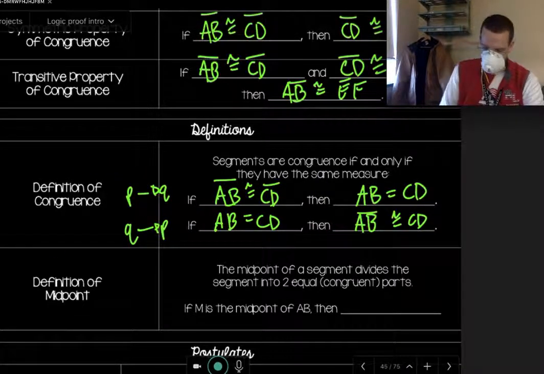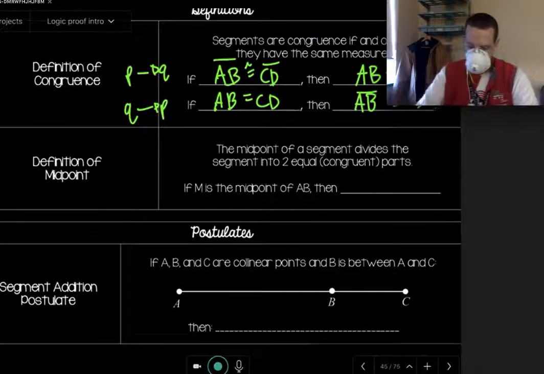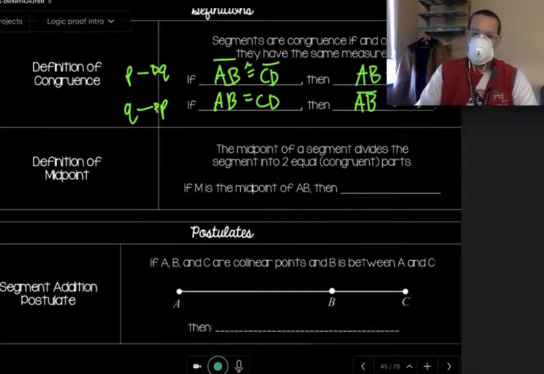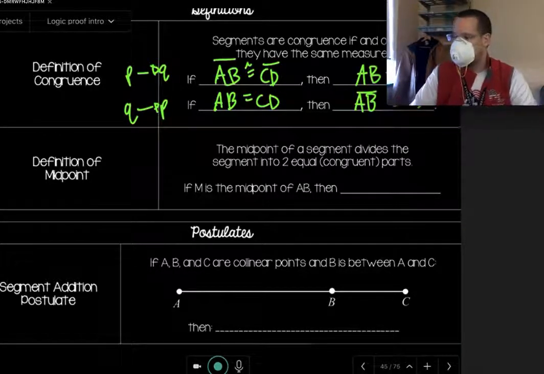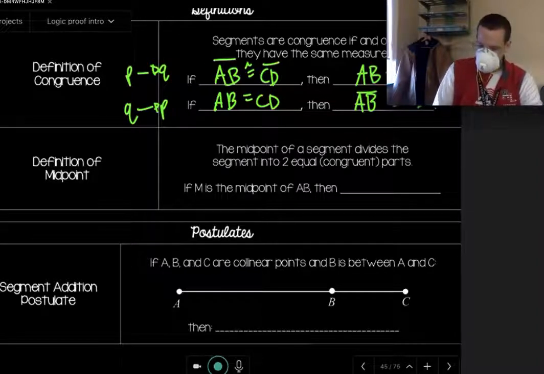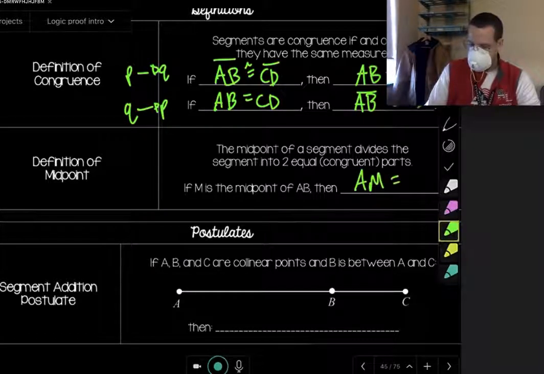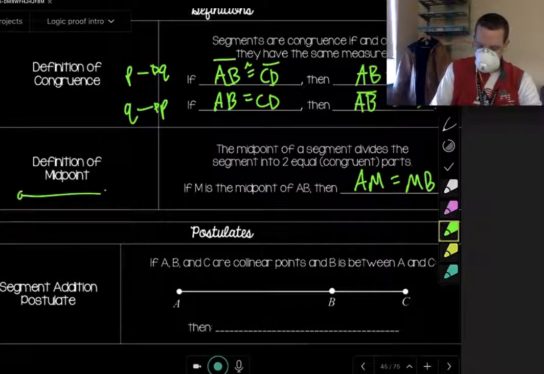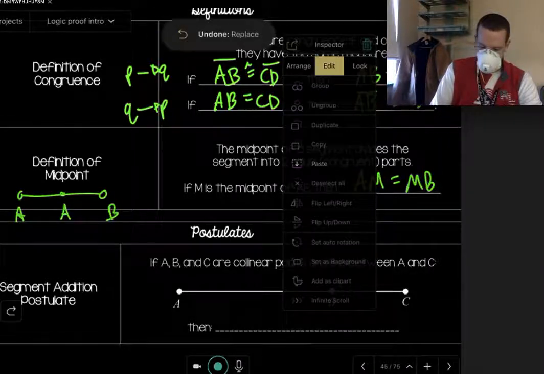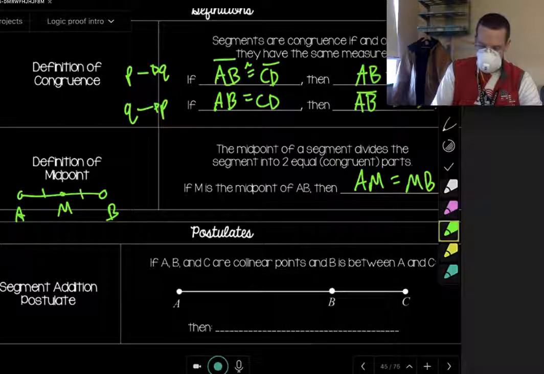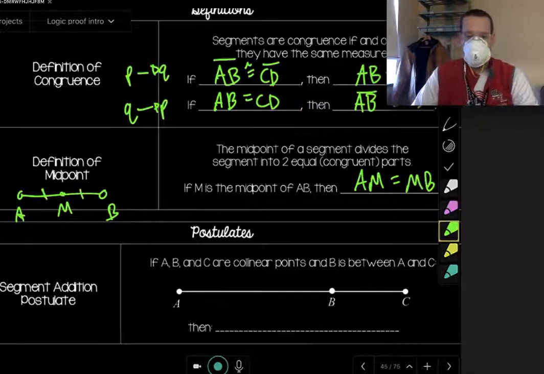And we have one more, and it's the midpoint. A lot of you probably remember the midpoint. The midpoint of a segment divides it into two equal parts, and those two parts are congruent. So if M is the midpoint of AB, then AM is equal to MB. Again, if it looks like this, A, B, and M, then these two segments are congruent, thus they have equal length.